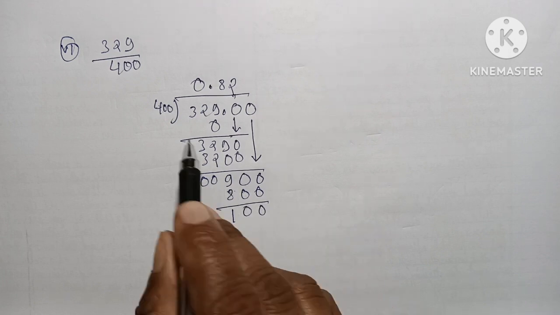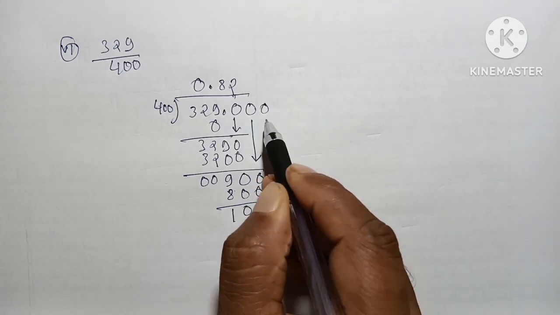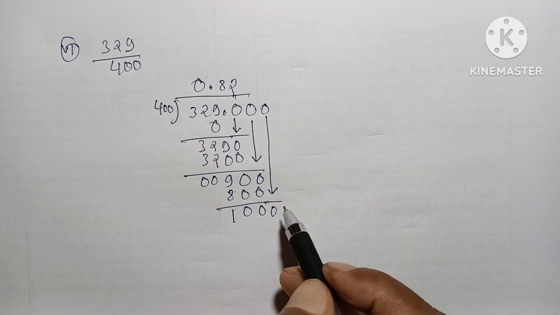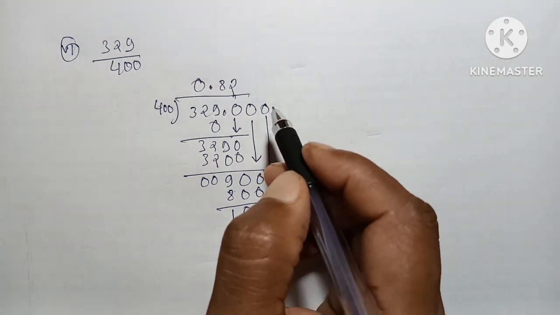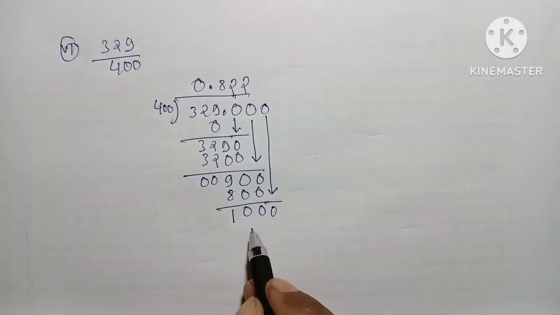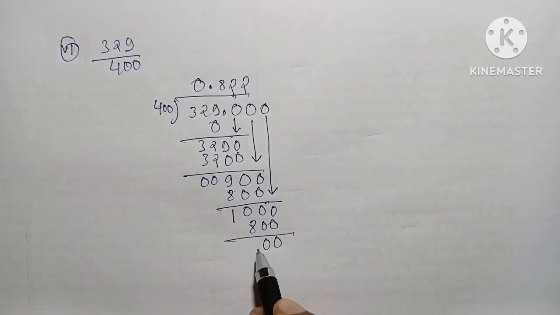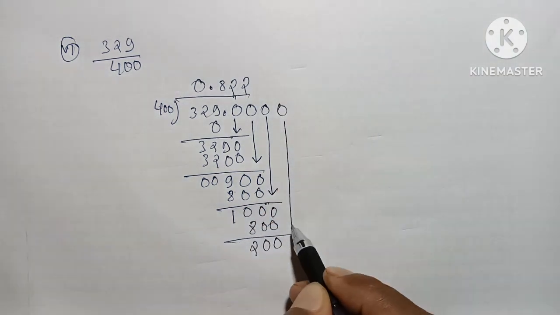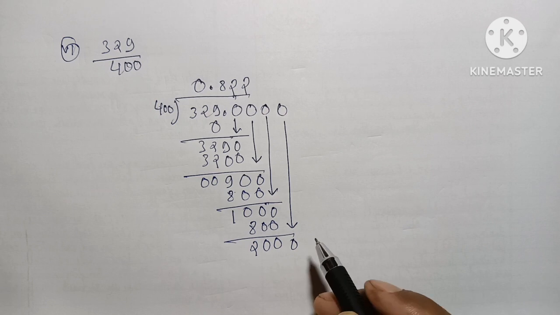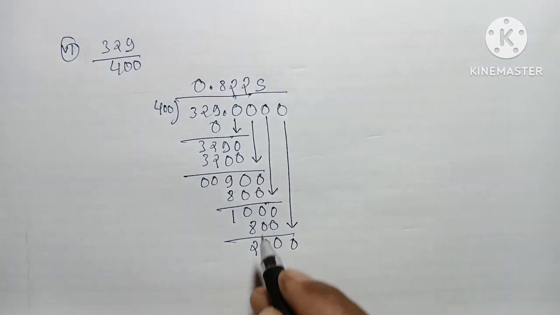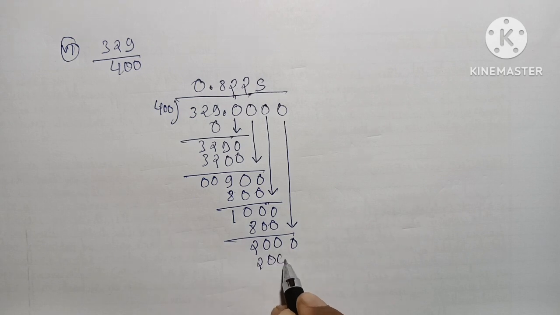Then here is 100, here is 400, one small 0 you give. Now here 1000. 400, 2 times you give. Here is 1000. 400 2 times is 800. Now 0, 0, 2. Here also give 0. Now bring down 0 here. Here it becomes 2000. 400 into 5 you give. Then it becomes 2000.